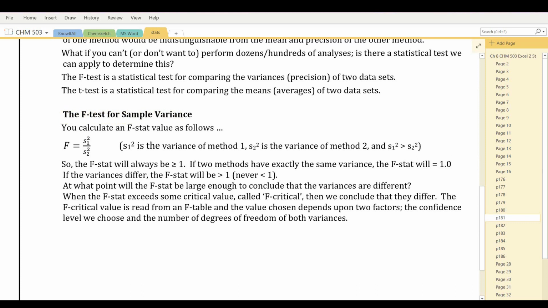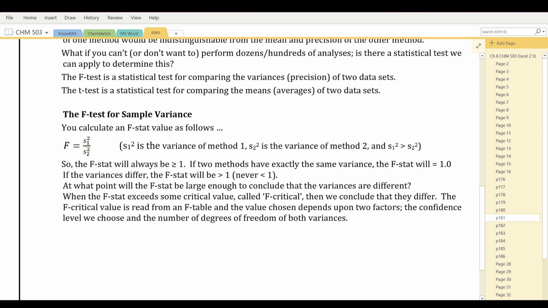Here's the calculation. F-stat, a dimensionless value, is simply the ratio of the variance of one method divided by the variance of the other method. And the only stipulation is that the variance of the first sample set must be greater than the variance of the second sample set. In this way, the F-stat will always be greater than or equal to 1. If by chance the two methods gave exactly the same variance, then the F-stat will be exactly 1.0. But if the variances differ, the F-stat will always be greater than 1, never less than 1, because we always put the larger number over the smaller number.